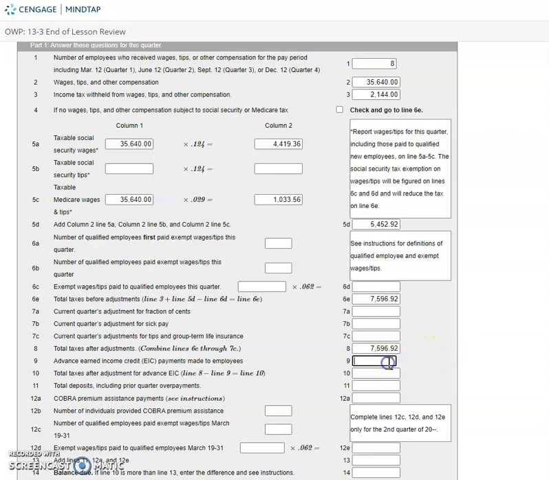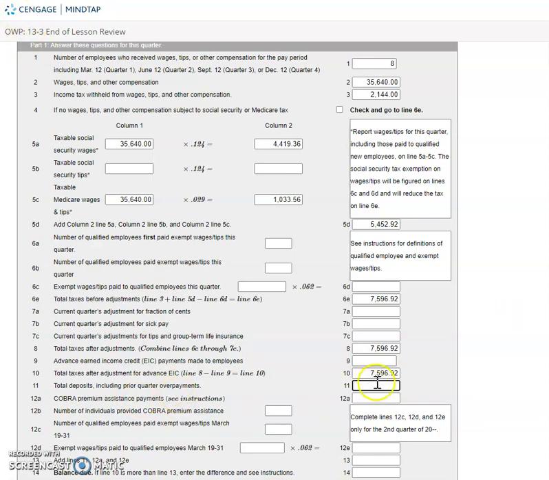Advanced earned income credit, we don't have anything like that. So total taxes after the adjustment, again, it tells me what I'm going to do. I'm going to take line 8 minus line 9. There's nothing in line 9, so it's simply going to be 7,596.92 again. Okay, then it says total deposits, including prior quarter overpayments.